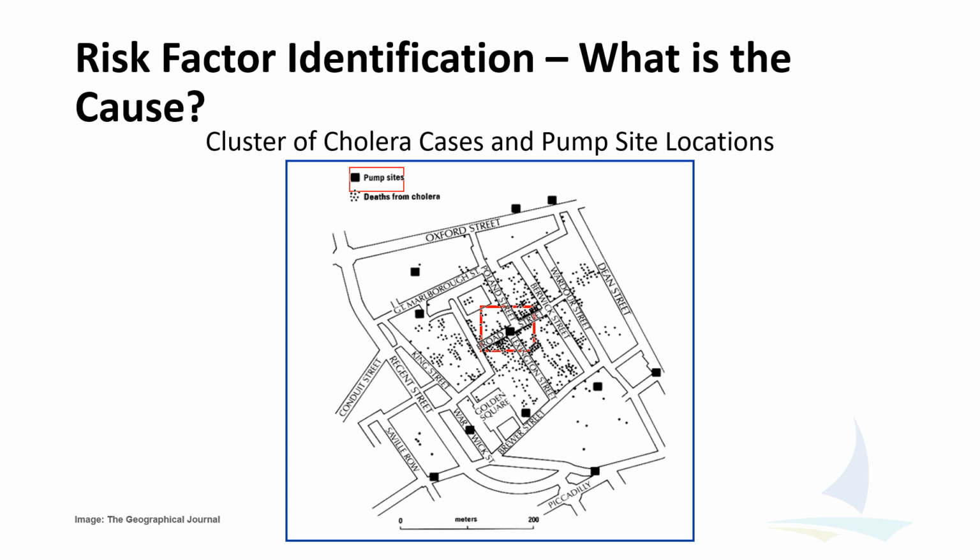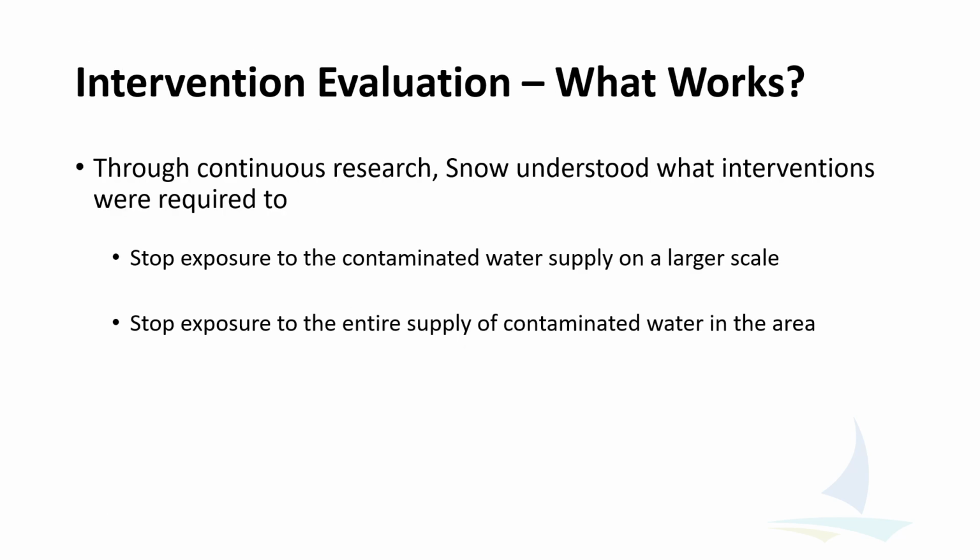This observation prompted Snow to further research the distribution of water pumps in London. He identified where people who had cholera were drawing their water. His findings indicated that clusters of cholera cases were more commonly located around certain pumps, particularly the Broad Street pump. Through his research, Snow concluded that drawing water from the Broad Street pump was a primary risk factor for becoming ill with cholera. After identifying likely risk factors, the next step in the public health approach is evaluating potential interventions.